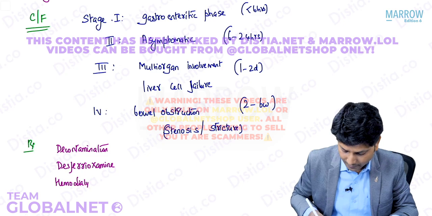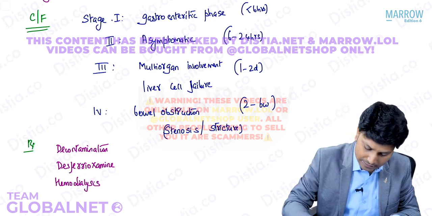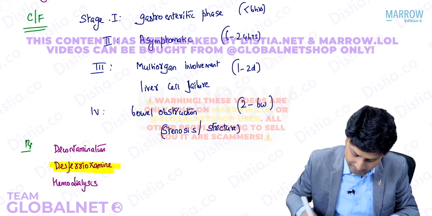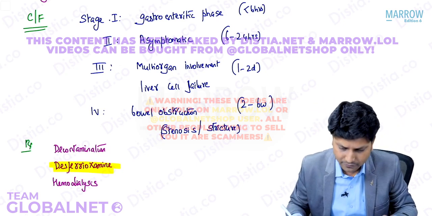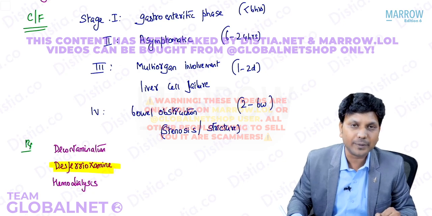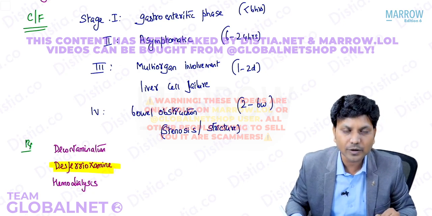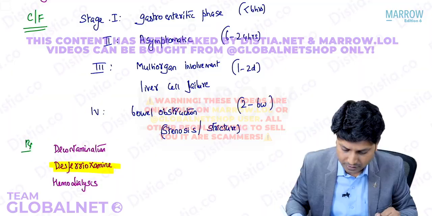That can be done in severe poisoning cases. So the most important chelating agent that we have is desferrioxamine. For iron poisoning, we have seen desferrioxamine already in the topic on chelating agents. So do remember the stages.